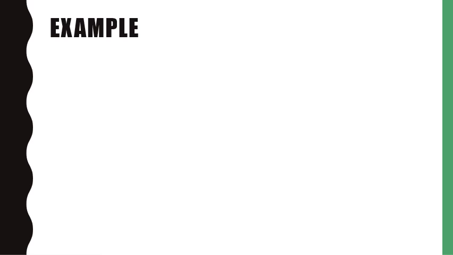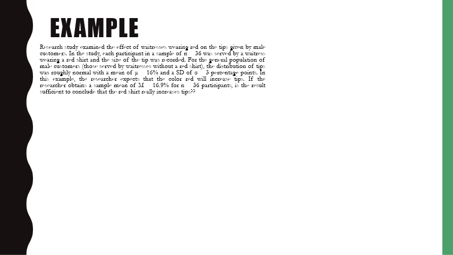So let's look at an example of a one-tail test. A research study examined the effect of waitresses wearing red on the tips given by male customers. In the study, each participant in a sample of 36 was served by a waitress wearing a red shirt, and the size of the tip was recorded. For the general population of male customers, those served by waitresses without a red shirt, the distribution of tips was roughly normal with a mean of 16% and a standard deviation of 3 percentage points. In this example, the researcher expects that the color red will increase tips. If the researcher obtains a sample mean of M equals 16.9% for 36 participants, is the result sufficient to conclude that the red shirt really increases tips?